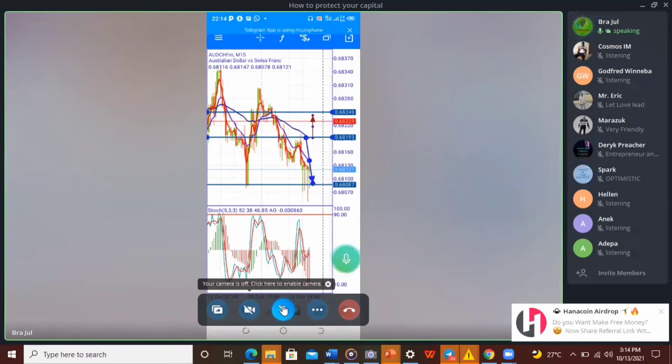So how many pips are we ready to harvest from this trade? From 0.6819 to 0.6808, that is 11 pips, which is more than double of what we want to lose.